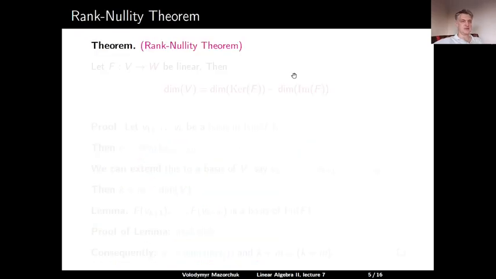Let us now discuss the following important result called the rank-nullity theorem. Let f be a linear map from a finite dimensional vector space V to a finite dimensional vector space W. Then the dimension of V is equal to the sum of the dimensions of the kernel of f and the image of f. So dim V is equal to the dimension of the kernel of f plus the dimension of the image of f. Proof.